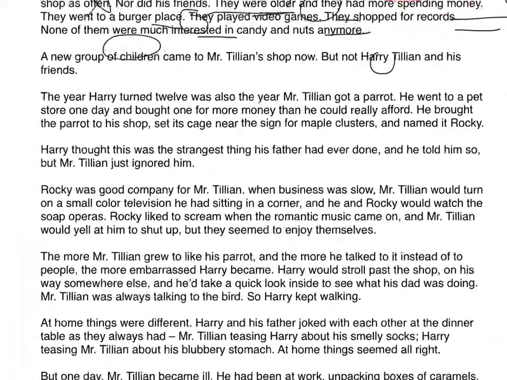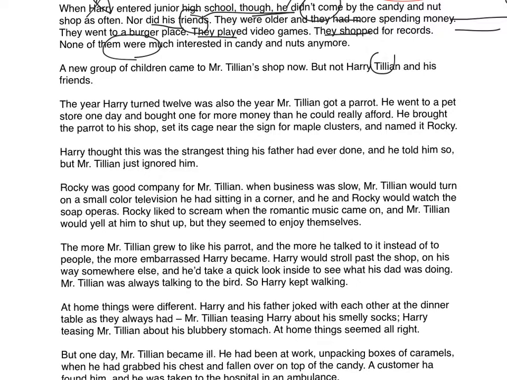The year Harry turned 12 was also the year Mr. Tillman got a parrot. He went to a pet store one day and bought one for more money than he could really afford. He brought the parrot to his shop, set its cage near the sign for the maple clusters, and he named it Rocky. So now we have a third character. We have Rocky the parrot. Harry thought this was just the strangest thing his father had ever done, and he told him so. But Mr. Tillman just ignored him.